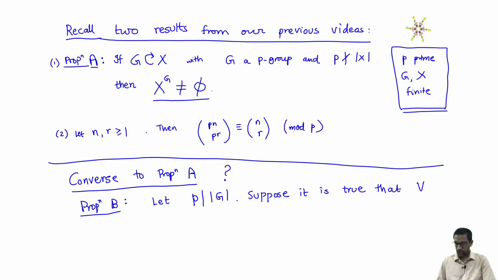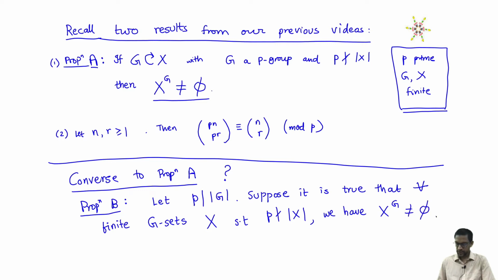that for all finite sets X, so let me call it finite G sets, recall that means that there is an action of the group G on the set X. Suppose it is true that for all finite G sets X such that P doesn't divide its cardinality, we have X^G is not empty. Okay, in other words, every such action has fixed points. Then can I conclude that G is a P group? Then I want to claim that G is in fact a P group.